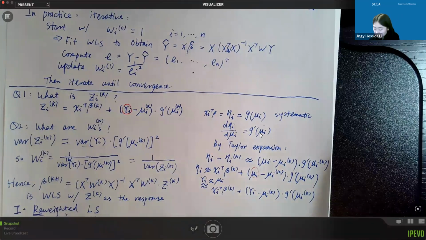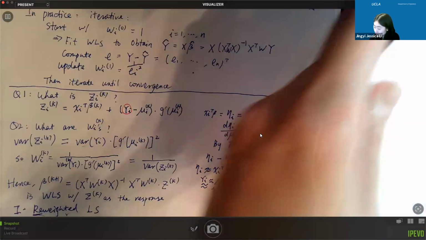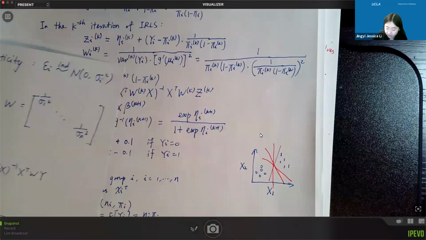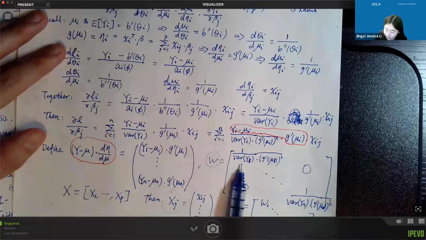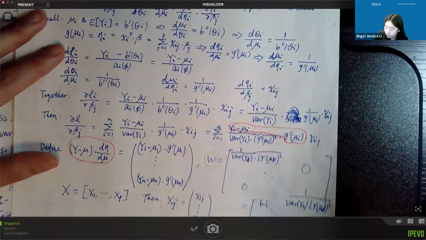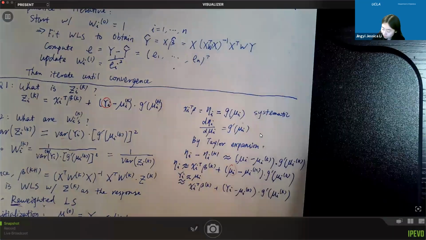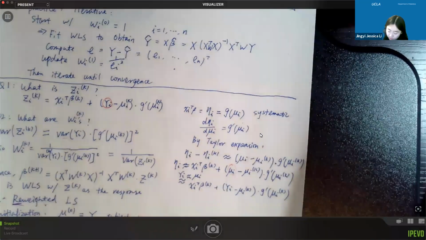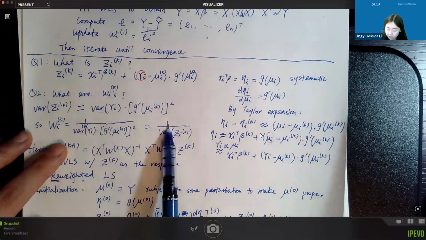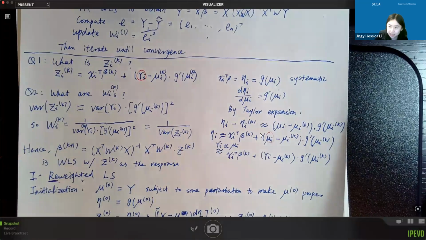So here it is. Here's what we have in the W. You see, this is what we have in W for wi. It's 1 over the variance of yi times g prime mu i squared. So it is exactly what we have right here. So therefore, we have the wik just as the inverse of the variance of zik. That makes us exactly in the scenario of weighted least square.